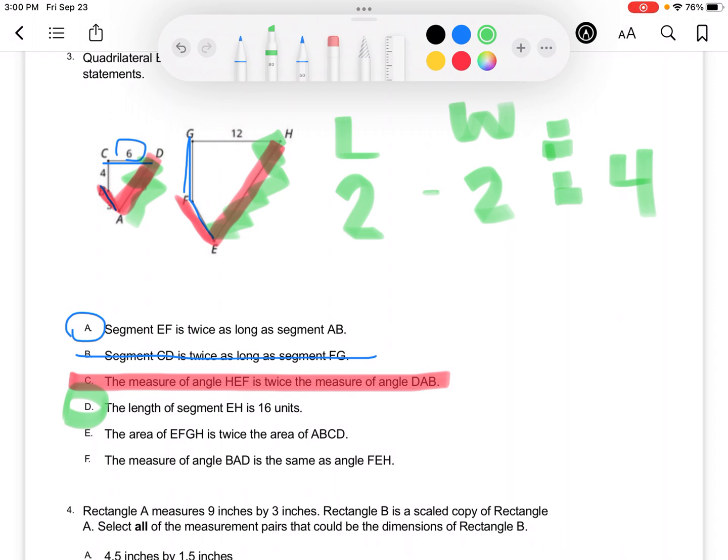The measure of angle BAD is the same as F. Let's check that, so I'm going to have to erase some of this stuff. Angle BAD is the same as FEH. That's true, and they're the same size. So my answer should have been ADF.